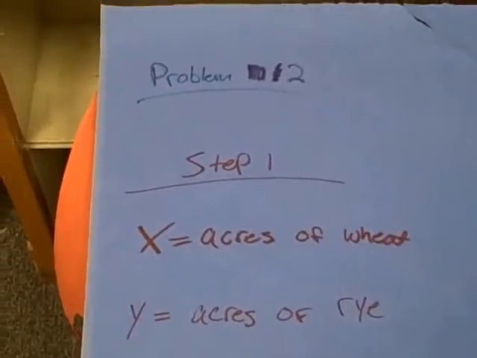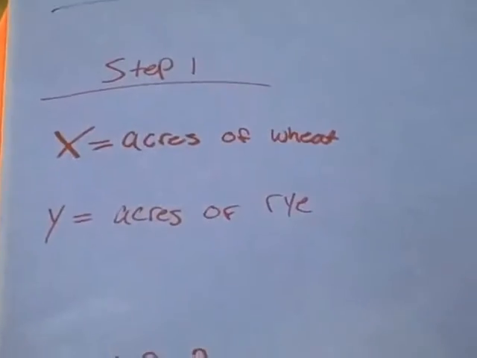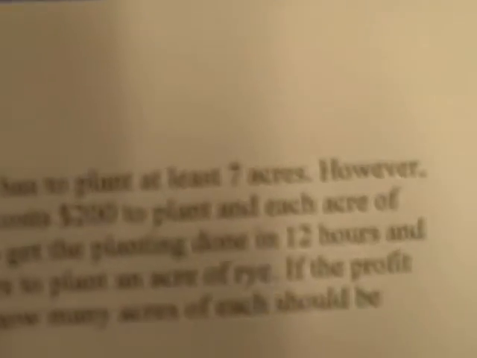Okay, here's problem number 2. And again, we're just going to go step by step of all the possible ways you can do this to get our constraints and all that. So, here's the problem. A farmer has 10 acres to plant in wheat and rye. He has to plant at least 7 acres. However, he only has $1,200 to spend, and each acre of wheat costs $200 to plant. Each acre of rye costs $100 to plant.